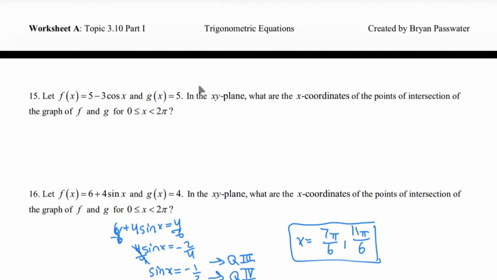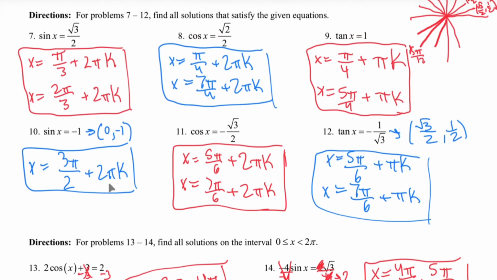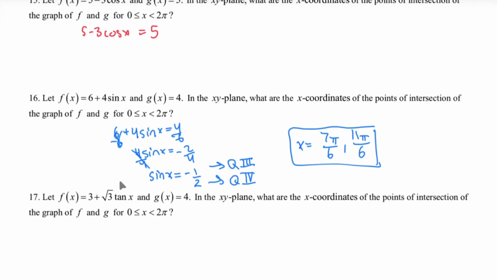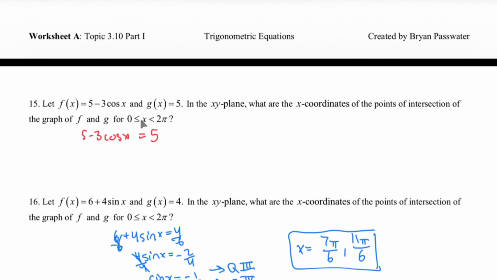Number 15. It's telling me that I want to find the points of intersection of f and g, so I want them to equal each other. So I'm going to make their entire equations equal to each other. And now I want to solve for x by isolating cosine of x. And look, it's saying this interval here, so that means I'm not solving for all solutions. I don't want to add the 2 pi k or pi k. So just making sure you guys don't do that. So let's go ahead and isolate this.